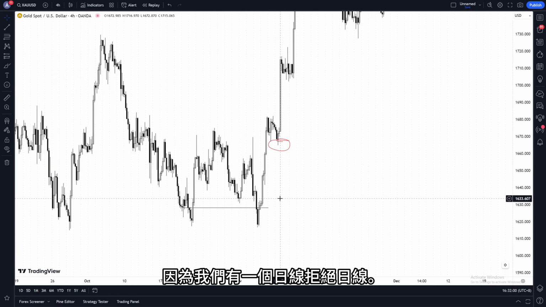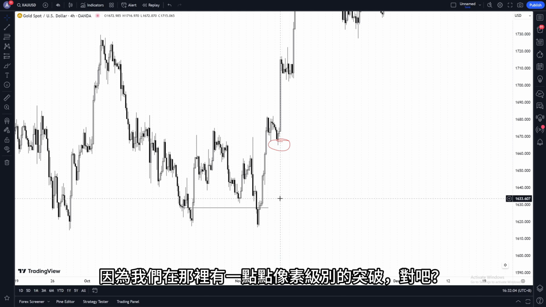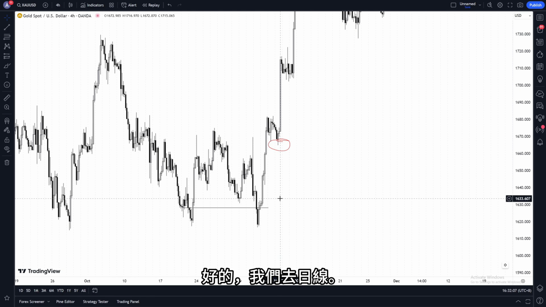Because we had a daily reject daily. Maybe you argued that the weekly was not too clear because we had that little pixel break right there, right? It wasn't too clean. Okay, we go to the daily, we take a look at what's happening over there. So on the daily, we have ourselves daily reject daily. Now we're going to the H4.